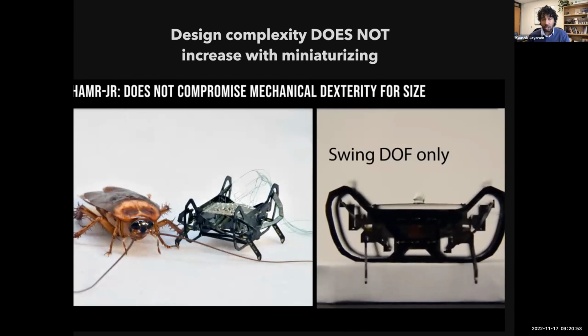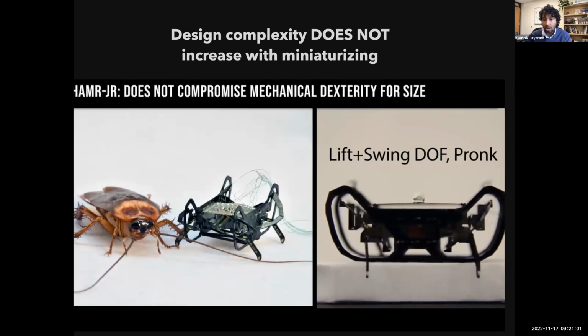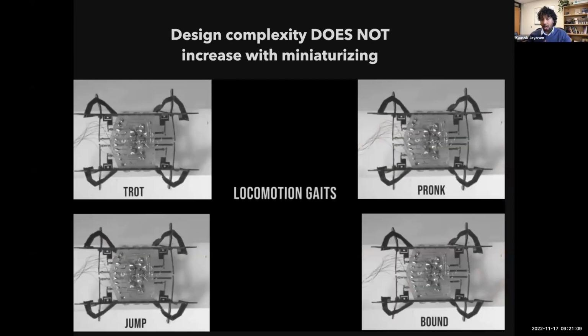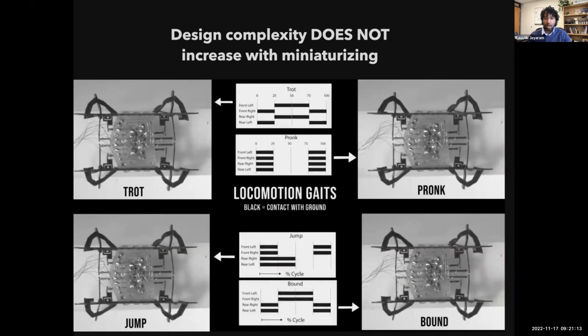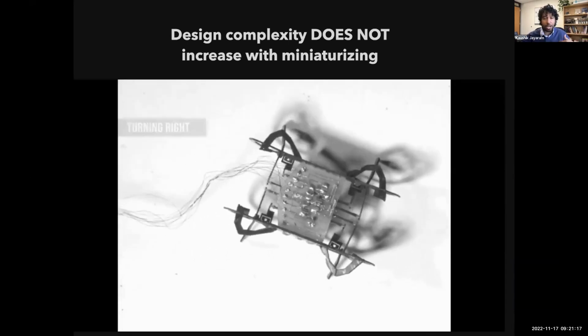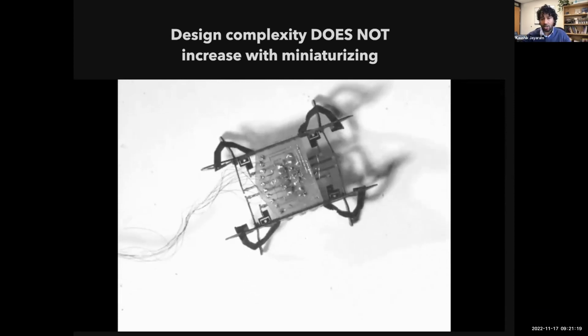And so here you see Hammer Jr. next to an American cockroach. It's in fact smaller and lighter than a cockroach at the moment. And you can see we're not having to compromise any design complexity. The small robot is capable of a variety of gaits, and also runs at high speed, can turn left and right, and so on and so forth.